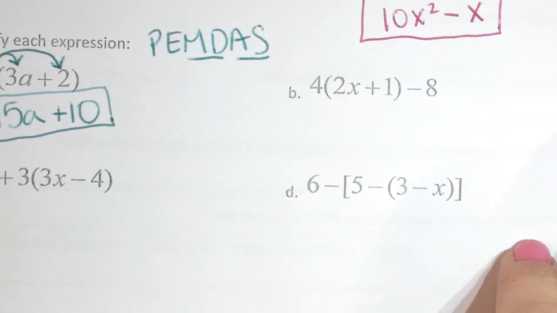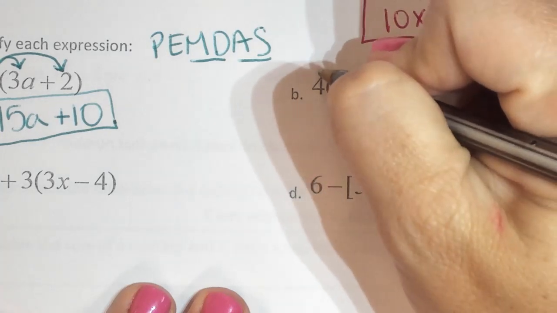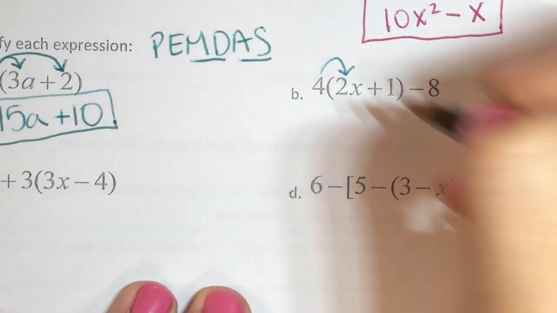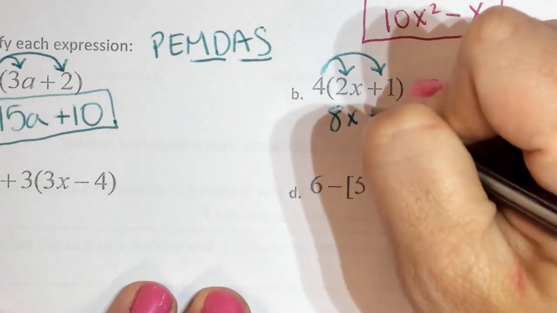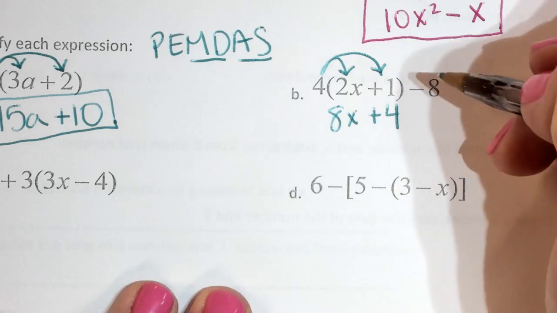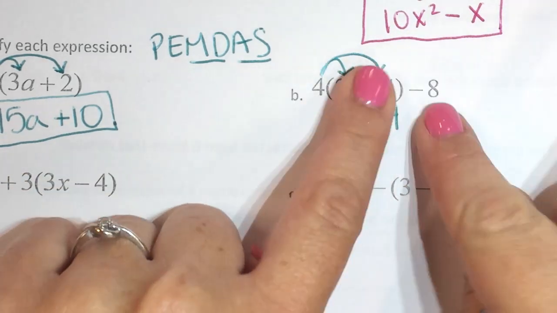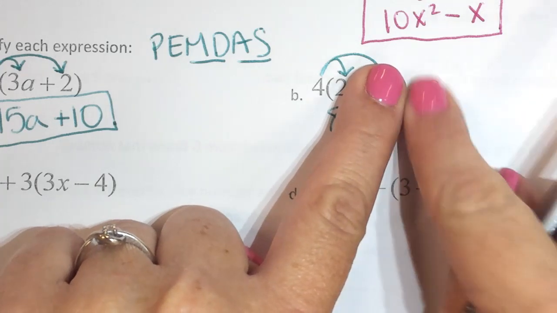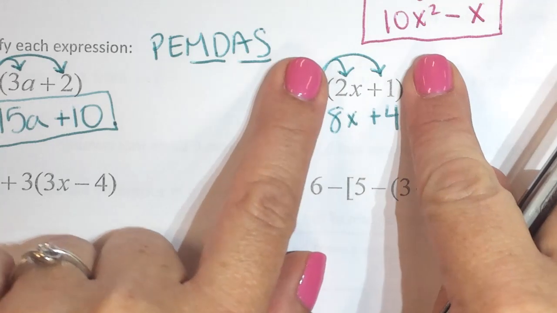Okay, so look at B. What am I going to do first? Distribute. What's 4 times 2x? And what's 4 times 1? 4. And do I keep going? Do I do 4 times negative 8? No. Okay, think about it this way. If I'm passing out candy, the parentheses is my classroom. Do I have to give the random kid in the hallway candy as well? The kid on the outside? No. I mean, I could, but do I need to? No. I only have to give it to the people on the inside.